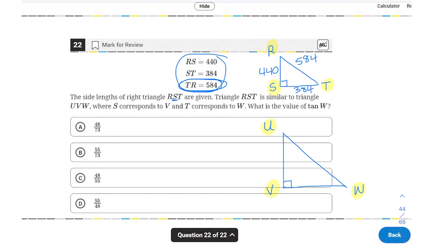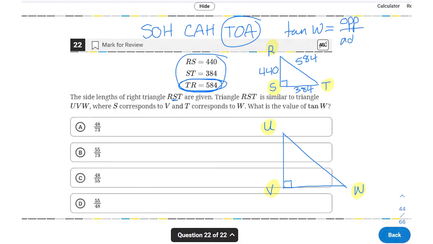And they want to know the tangent of W. So this is going to be a SOHCAHTOA question. I know we had one of those in Module 1, so if you haven't reviewed it, make sure you review it. Tangent from SOHCAHTOA tells you that the tangent of your angle, so tangent of W, will equal the side that's opposite over the side that's adjacent. Looking from this angle, this would be our opposite side, and this would be our adjacent side.